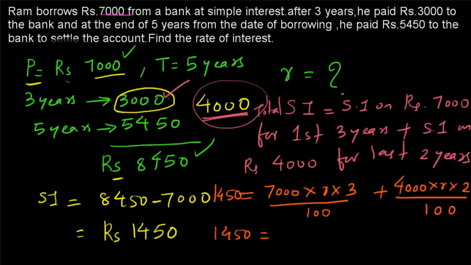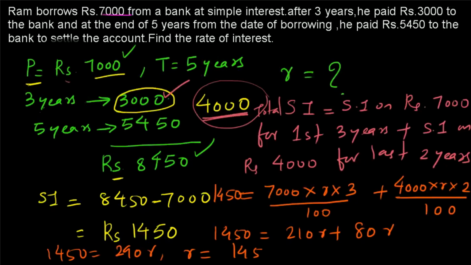1450 is equal to 7,000 divided by 100, we will be getting it as 70. So 70 into 3 is 210. So 210 R plus 4,000 divided by 100, we will be getting it as 40. So 40 into 2 is 80. So it will be 80 R. So we will be getting 1450 is equal to 290 R. From that we will be getting R is equal to 1450 divided by 290, which is equal to 5%.